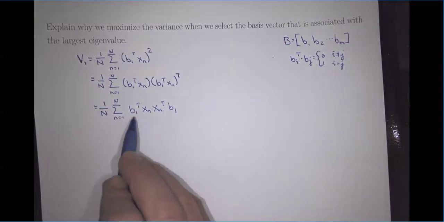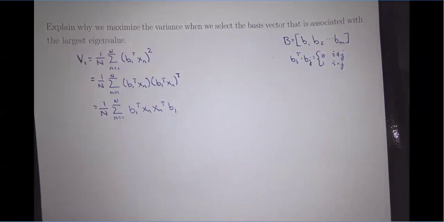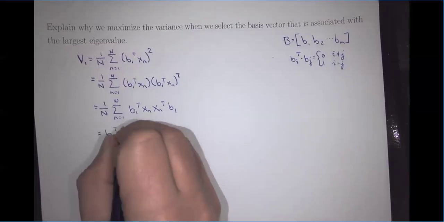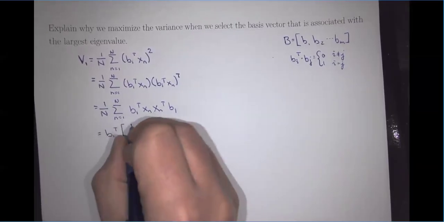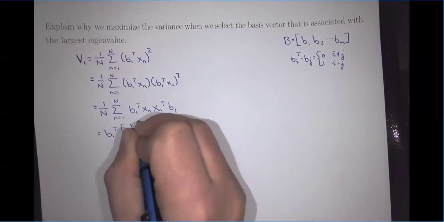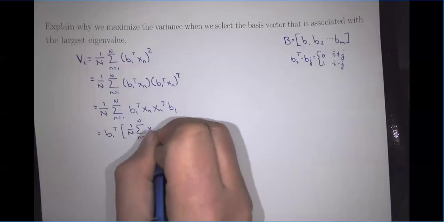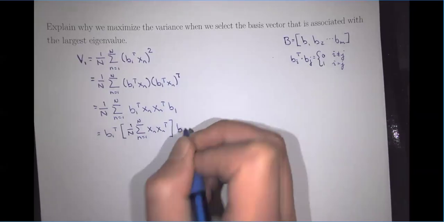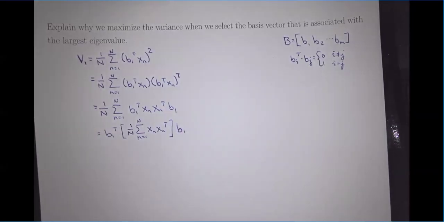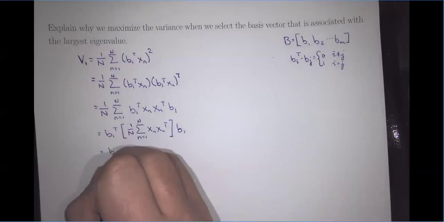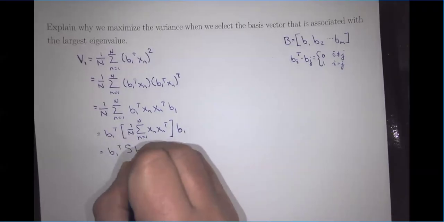Now, only the x's are dependent on n, which means B1 transpose times 1 over N times the sum of xn transpose B1 is equivalent to the previous line. But we see the square bracketed term is really the data covariance matrix. So this is B1 transpose S B1.